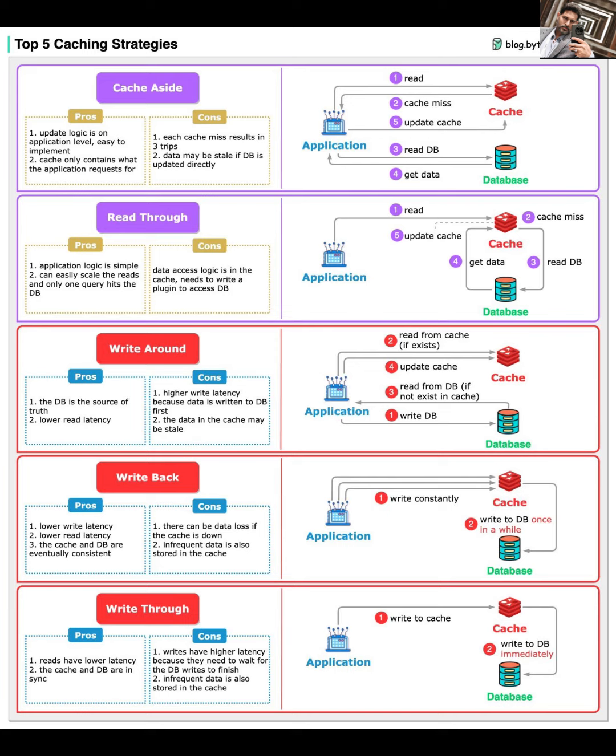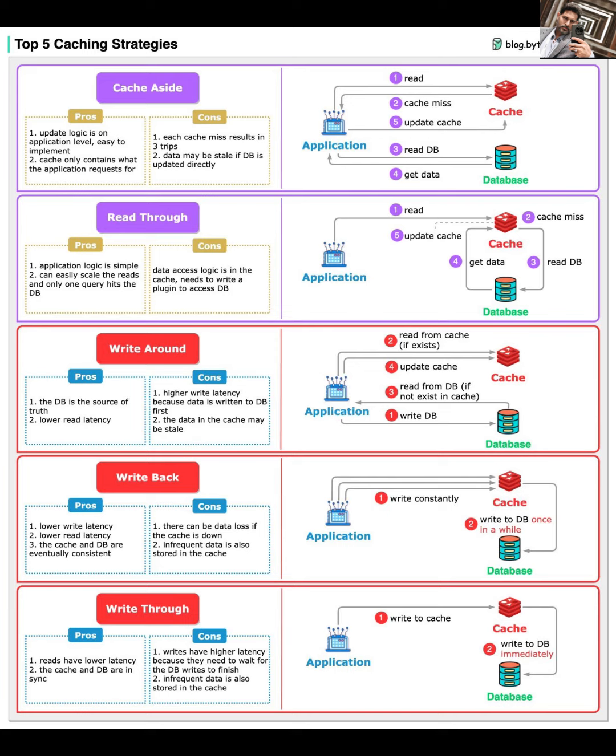Now, let's look at write strategies. How do we handle saving or updating data? Write around: this strategy prioritizes writing directly to the database. How it works: when the application needs to write data, it writes directly to the database. It does not write to the cache immediately. If the data was in the cache, it's typically invalidated or removed. Pros: the database is always the source of truth, as writes go there first.